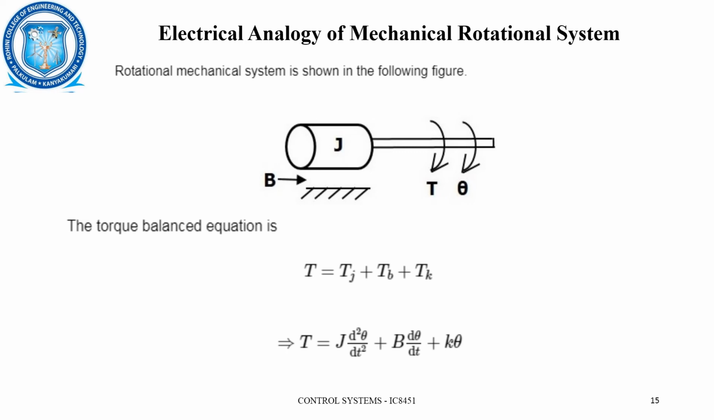Hence, the balanced equation is nothing but T is equal to, here we have only three elements: J, B, and a constant K. Let us consider that. In that case, the torque balance equation is nothing but T is equal to J into d square theta by dt square plus b into d theta by dt plus k into theta.